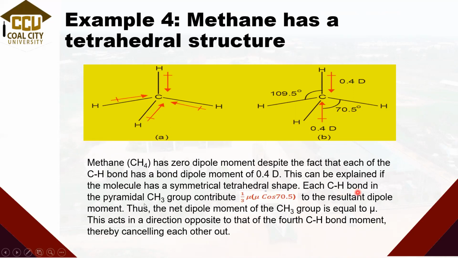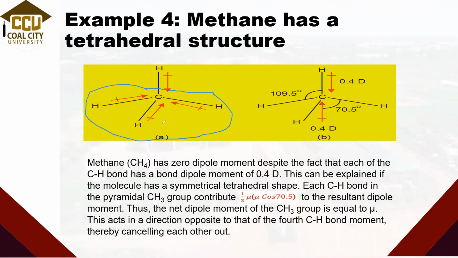Each C-H bond in the pyramidal CH3 group contributes 1/3 mu cos 70.5 to the resultant dipole moment. You don't need to memorize this, but what we are trying to say is that all these three form a pyramid. You know this is CH4, but the CH3 is all of these here. Let me highlight it so that it can be clearer. So this is the pyramidal CH3. Together, they contribute 1/3 mu cos 70.5 each to the resultant dipole moment. Thus, the net dipole moment of the CH3 group is equal to mu. This acts in a direction opposite to the 4th C-H bond.